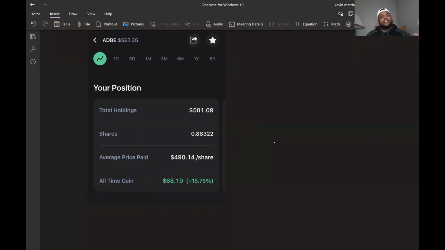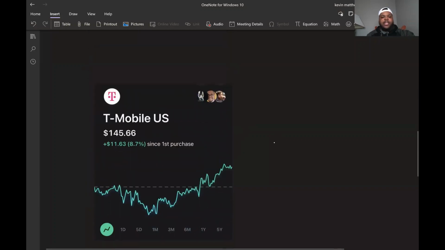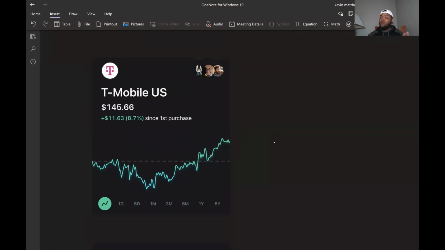All right, so if we scroll up some more, another stock that I was not really high on, or have not been really high on. Back in December, I thought T-Mobile was going to be the best thing ever. It was up like 129% or something last year.